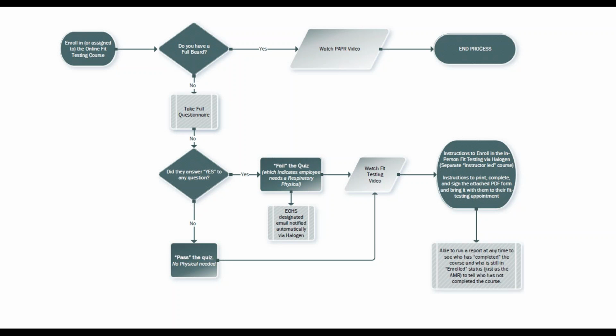And then at the very end, we were able to run a report at any time to see who has completed the course and who is still enrolled. And if you were in enrolled status, that meant you had not gone through this process yet.